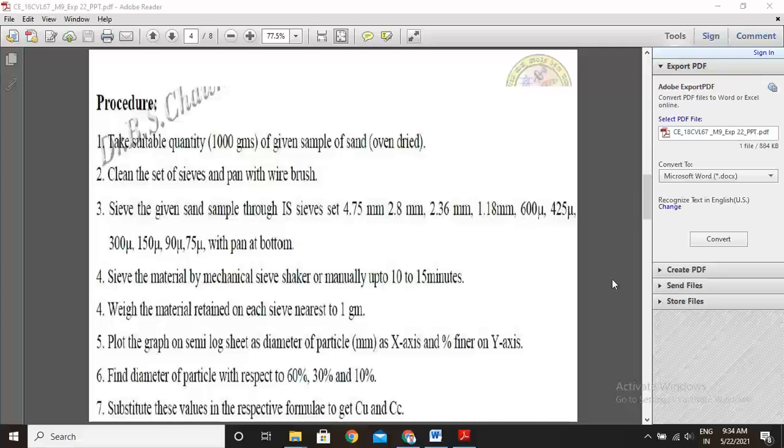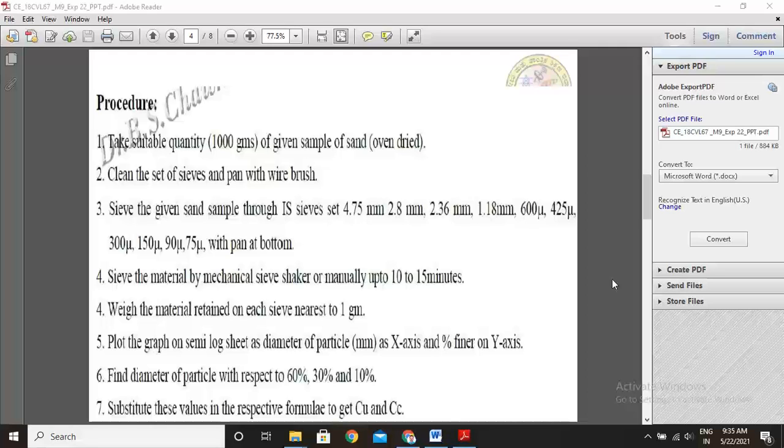Procedure. Now take a suitable quantity of the given sample of sand that is oven dried. Clean the set of sieves and pan with a wire brush. Then sieve the given sand sample through IS sieves of set 4.75 mm, 2.8 mm, 2.36 mm, 1.18 mm, 600 micron, 425 micron, 300 micron, 150 micron, 90 micron, 75 micron with pan at bottom.